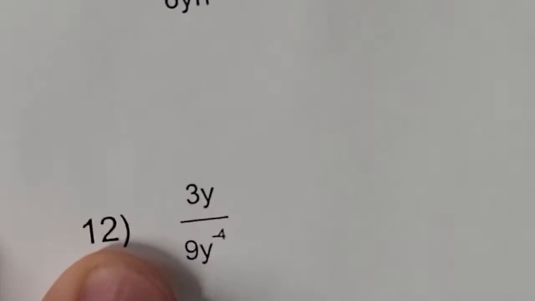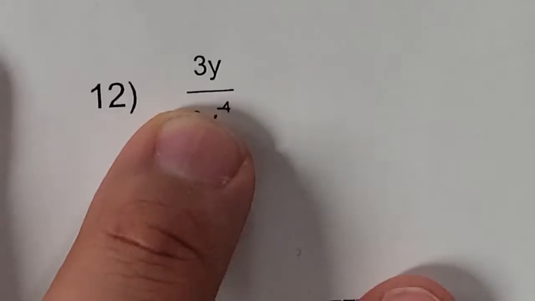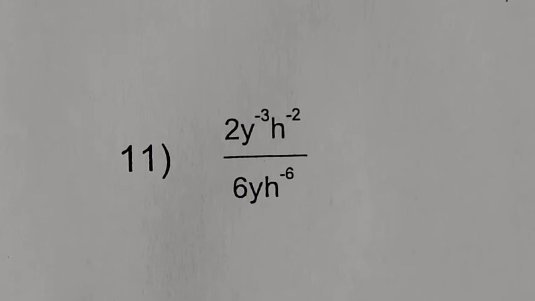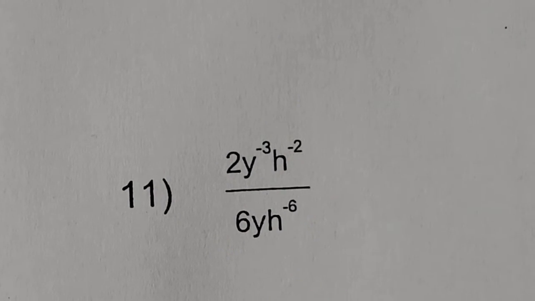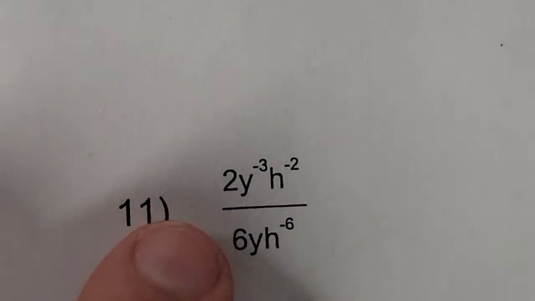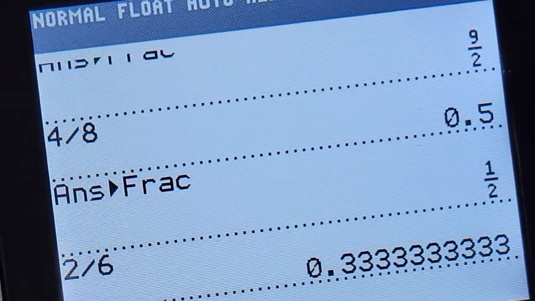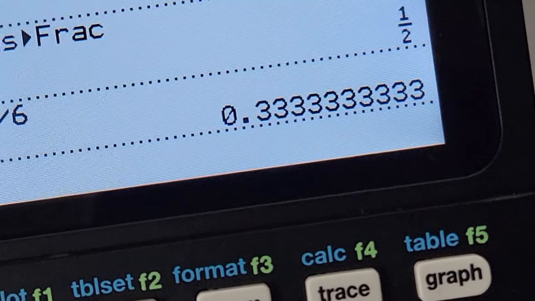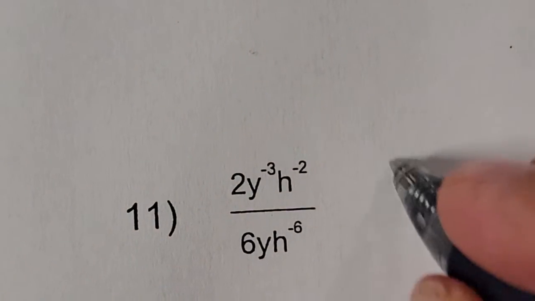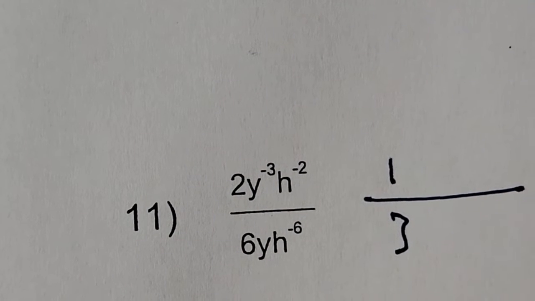All right, let's do one more, and then you're going to finish the rest. So on number 11, we're going to number 11. We got some positives, we got some negatives. Remember, let's always start with the regular numbers. 2 divided by 6. Math, enter, enter. So I have 1 on the top and 3 on the bottom.